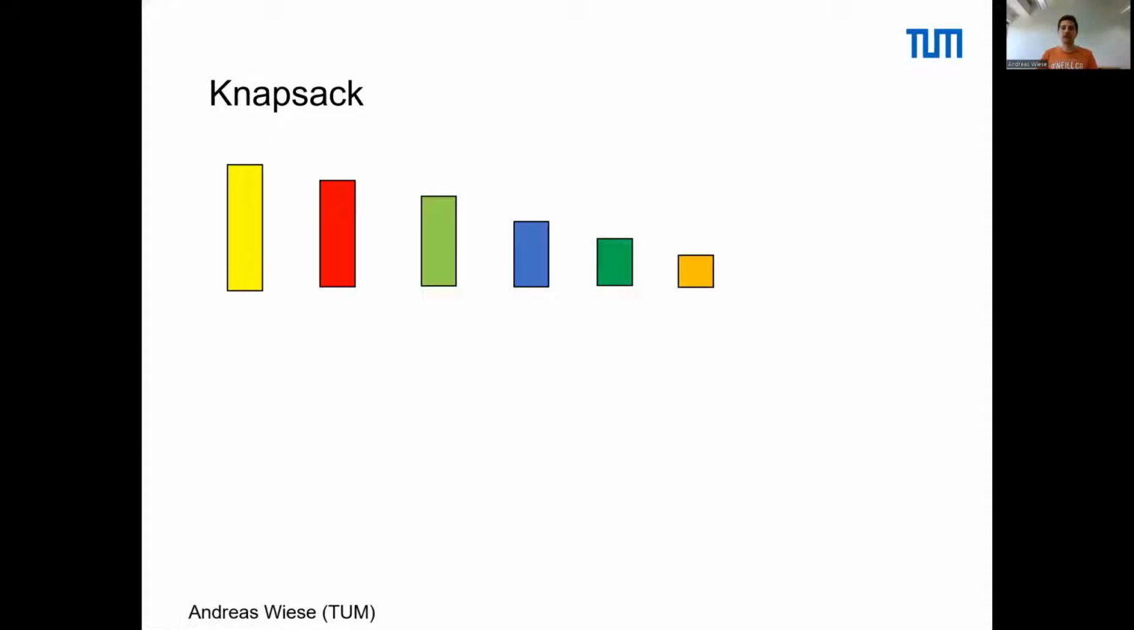Let's get started with the problem that I guess many of you know, which is the knapsack problem. In the knapsack problem, we're given a set of one-dimensional items, and here the height of these bars indicates the size of the respective item, and we're given a one-dimensional container. Again, the height of this bar indicates the size of the container, and every item has a profit.